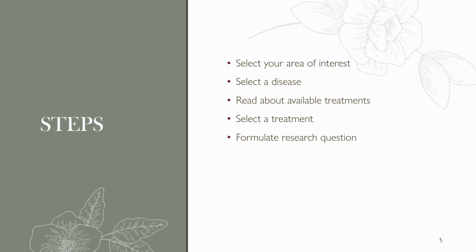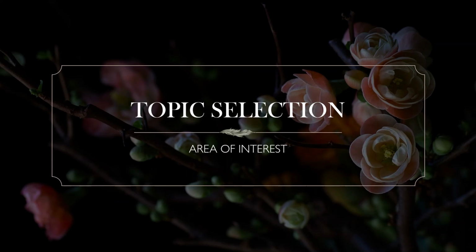So you first of all select an area of interest, for example, cardiology, nephrology, or endocrinology. Then you select a disease from that area of interest. You list down at least 10 to 15 diseases, and then you narrow down to one disease. Then you read about the available treatments on that disease. You select a treatment, and then you formulate a research question.